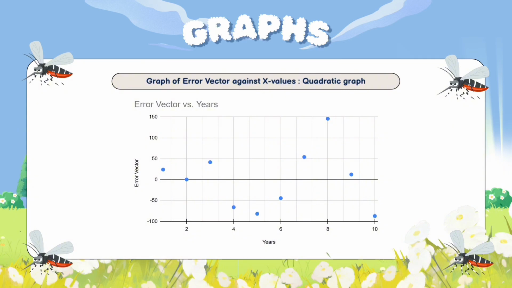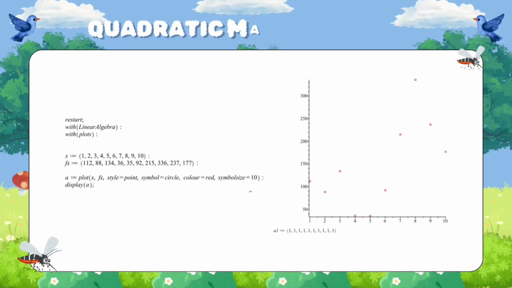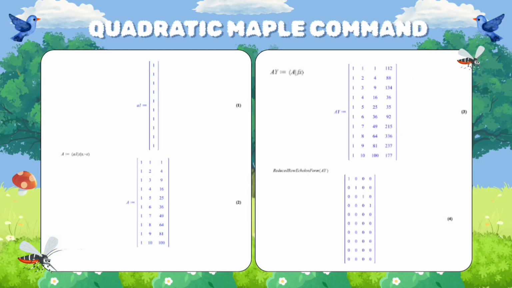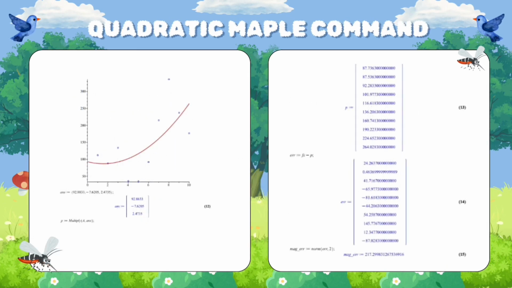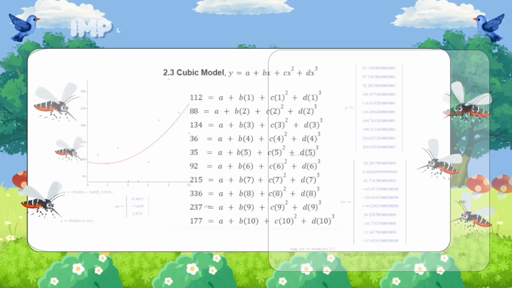To elevate our analytical accuracy, we stepped out of manual calculation and integrated our digital skills using Maple software to construct and evaluate this model. Maple smoothly processed the heavy matrix operations for our quadratic trend line. The results were a massive improvement. The error vector magnitude plummeted down to 217.2998. The quadratic curve was capturing the curve of the epidemic far better than a straight line ever could.